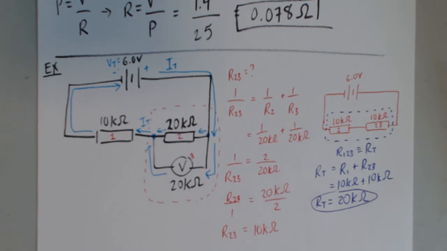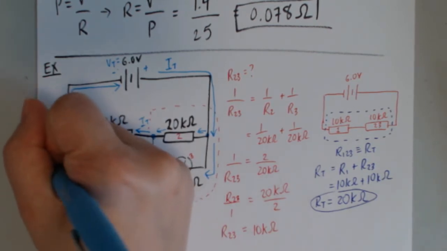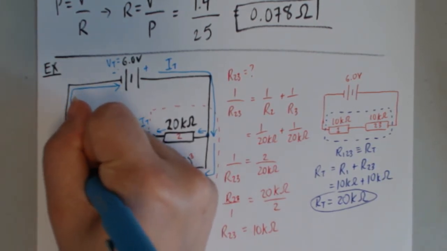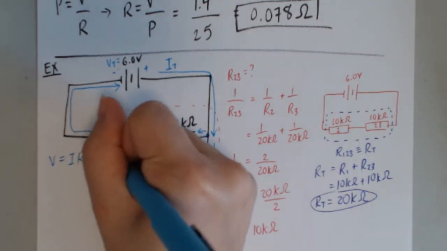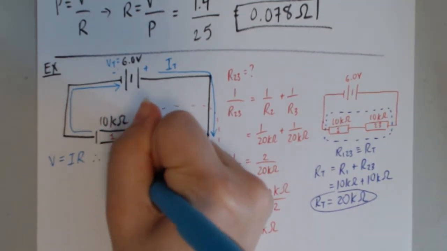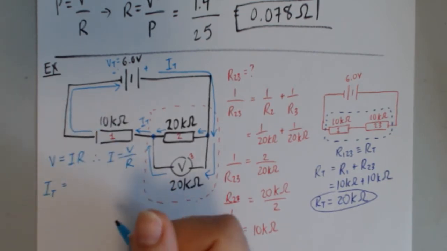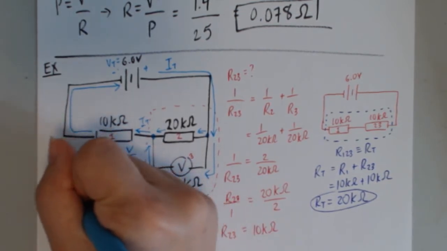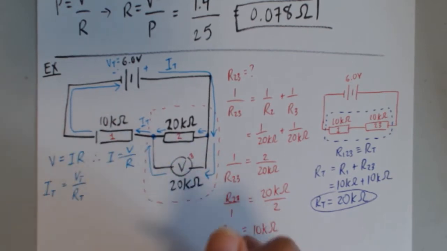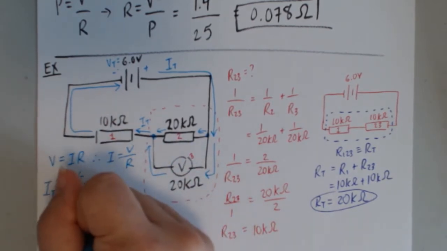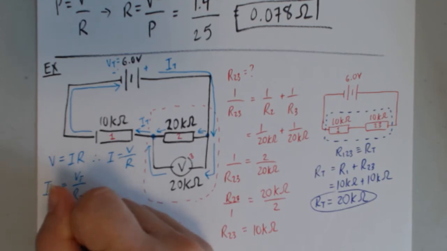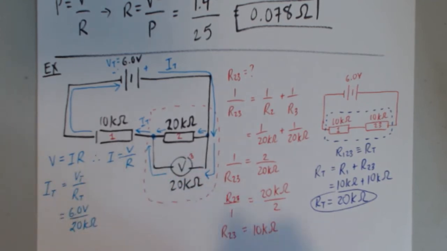How? Using Ohm's law. Ohm's law tells me that V is equal to I times R, so therefore I is equal to V over R. And of course I can put any subscripts that I want as long as they're consistent. So I sub t equals V sub t over R sub t. That's 6.0 volts over 20 kilo ohms.